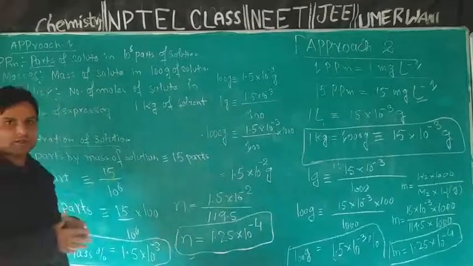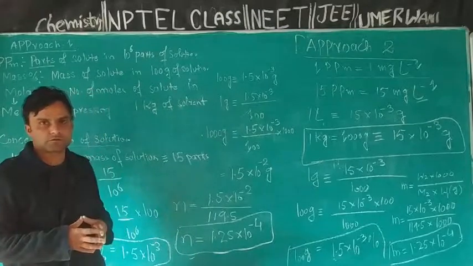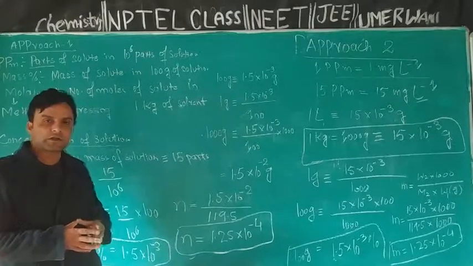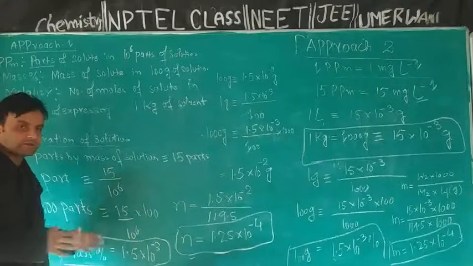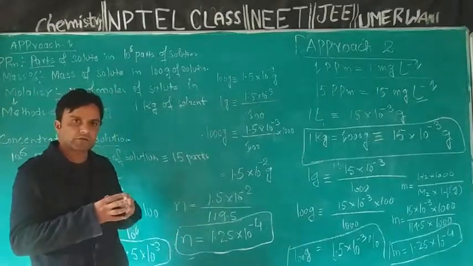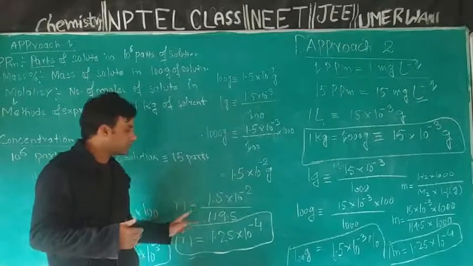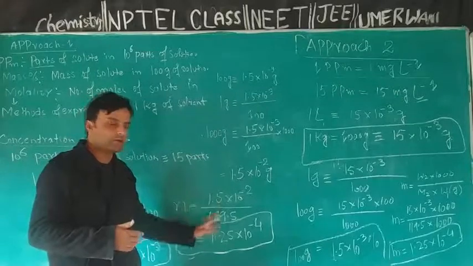Next we had to determine molality. I said molality is number of moles of solute in 1 kg or 1000 grams of solvent. Number of moles, not grams. Number of moles of solute in 1 kg or 1000 grams of solvent. I said we will approach like this. We will first calculate grams of solute in 1000 grams of solvent, then I will convert grams of solute into molality using formula that molality is ratio of given mass and molar mass.